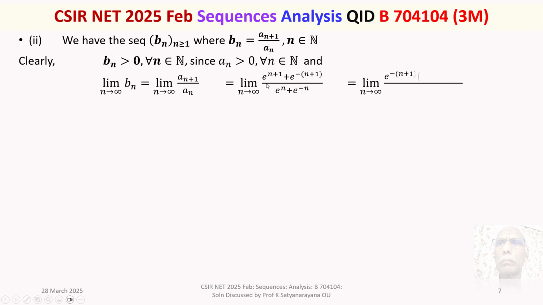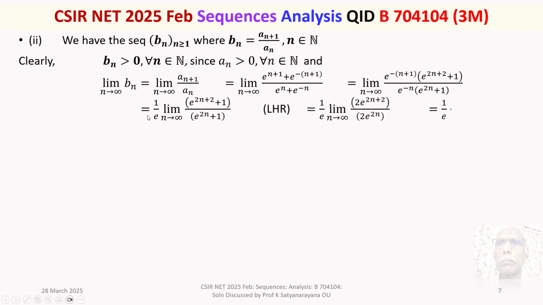That is equal to limit n tends to infinity of (e^(n+1) + e^(-(n+1)))/2 by (e^n + e^(-n))/2. The 2 will cancel, and you will get this. Now take e^(-(n+1)) common in the numerator, and in the denominator take e^(-n) common. So that will be limit of e^(-(n+1)) (e^(2n+2) + 1) by e^(-n) (e^(2n) + 1). Some cancellation takes place, and you will get 1 by e.